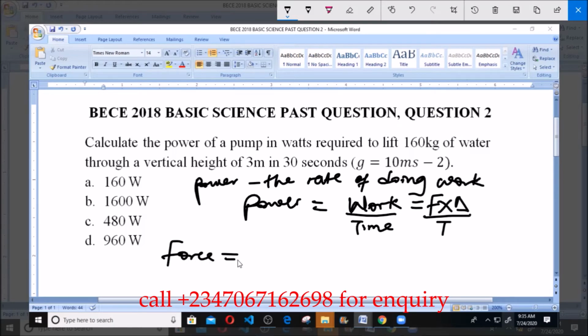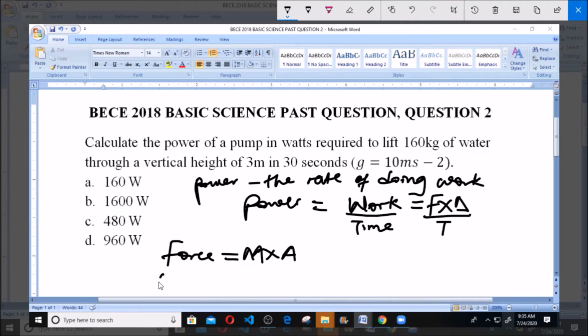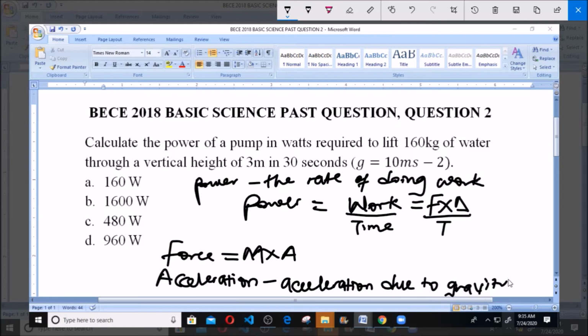Now force is giving us mass m times acceleration a, because we are dealing with gravity. We are dealing with height. Now acceleration can also be given as acceleration due to gravity, because we are dealing with heights now. Acceleration due to gravity, which is g, and like we're given, g is equals to 10 meter per second square.